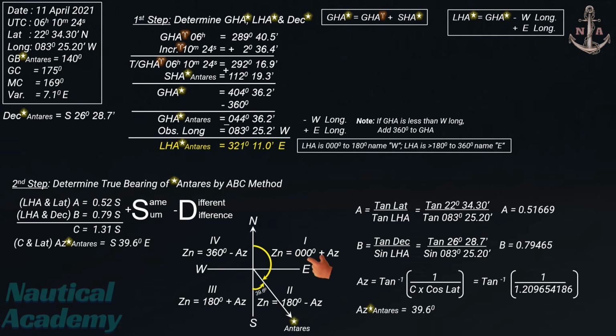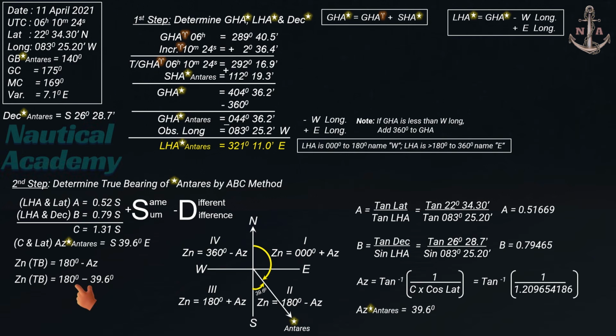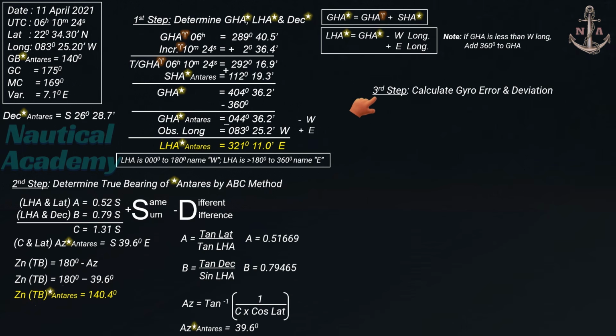The formulas for conversion depend on whether the bearing lies in the first, second, third, or fourth quadrant. Since southeast lies in the second quadrant, the true azimuth is obtained by subtracting the azimuth from 180 degrees. Therefore, the true azimuth or true bearing of Antares is 140.4 degrees. Let's now proceed to the final step, calculating the gyro error and the deviation for the ship's heading.